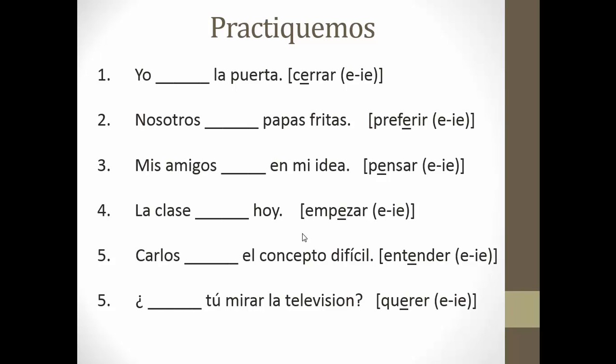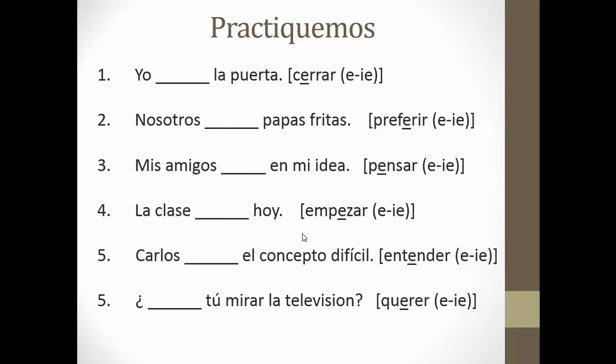Let's do just a few more and then you can do the practice on the note guide. So I close the door would be yo cierro la puerta. We prefer French fries would be nosotros preferimos papas fritas. Now, I did not stem change preferir in this case because nosotros does not change. So, preferimos, do not stem change.